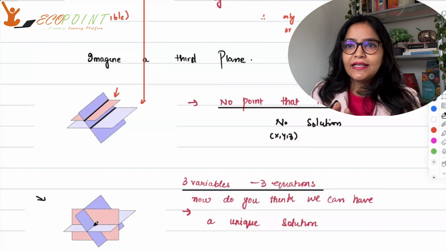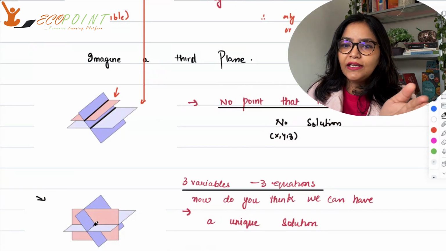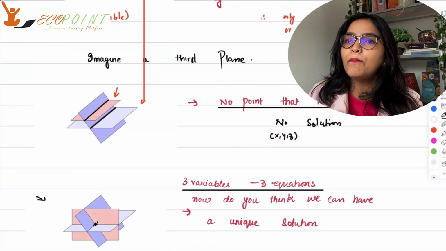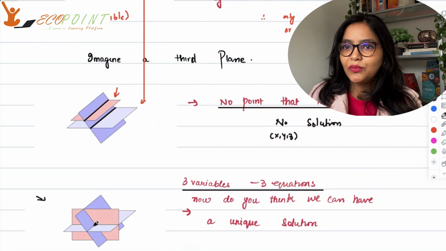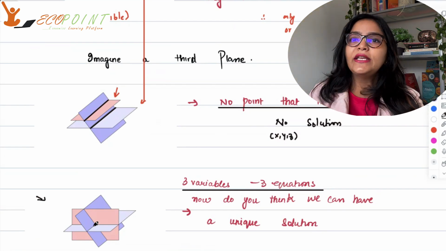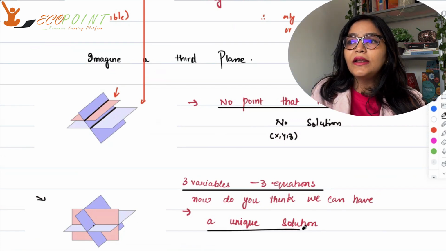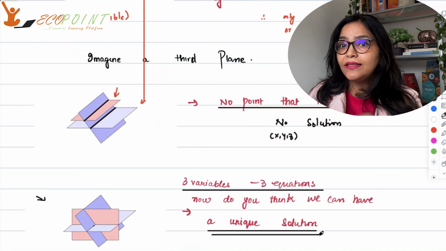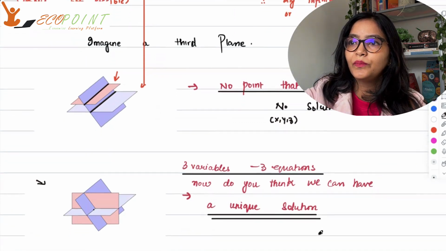Think of it as three cardboards with you. If you see all three of them touching each other, there will be a point somewhere in between, inside that whole scenario. So there will be some point there. So yes, you can have a unique solution when you have three variables and three equations.